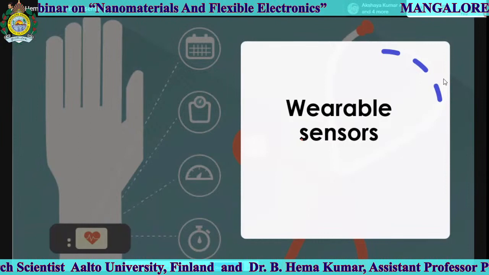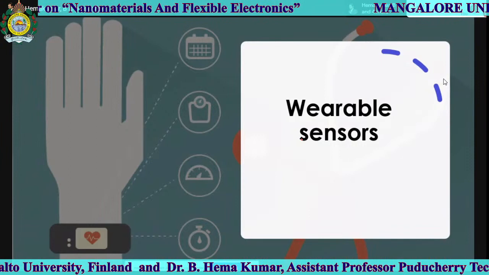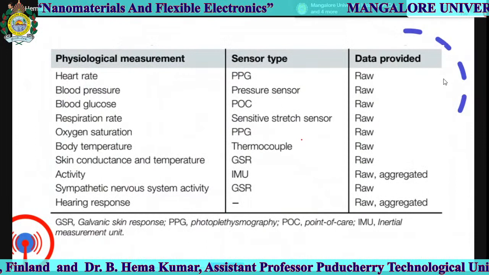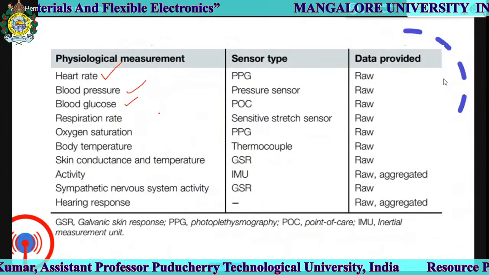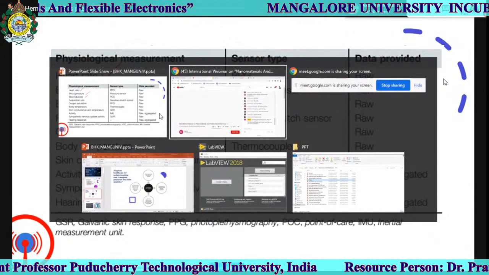Apart from this, there are a good number of wearable sensors currently in use. We have already seen heart rate, and we have blood pressure and blood glucose. Just for knowing, can you tell what the blood pressure of human beings is? I just want to type it into the chat window.